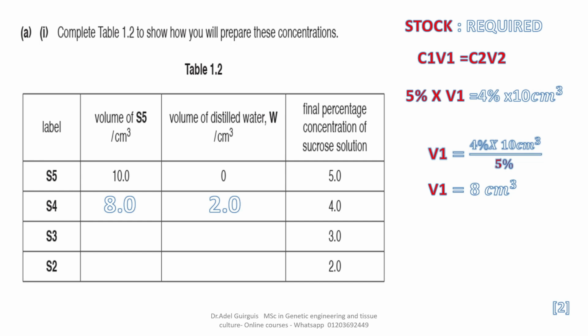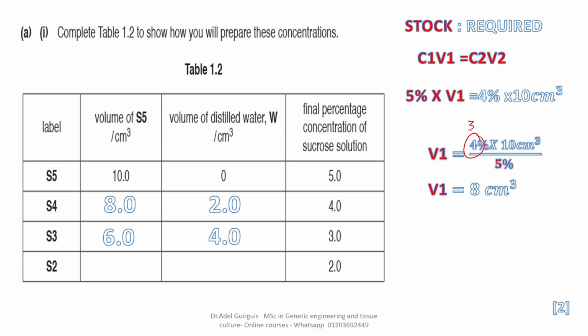Now how to prepare S3 with 3%? Please compensate 3% where? Here, instead of 4. So instead of this figure, we replace it by 3. 3 times 10 equals 30, divided by 5 equals 6. So the answer here in the table is 6. What is the remaining volume needed to complete your desired volume? 4. So 4 plus 6 equals 10 also.